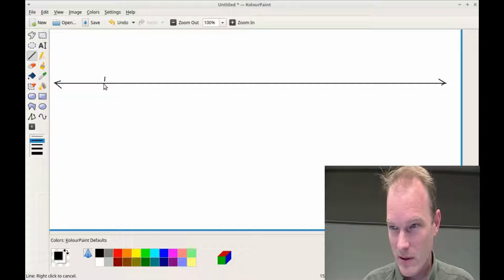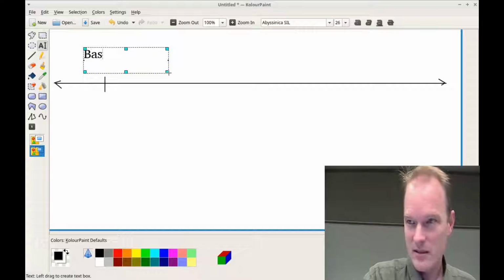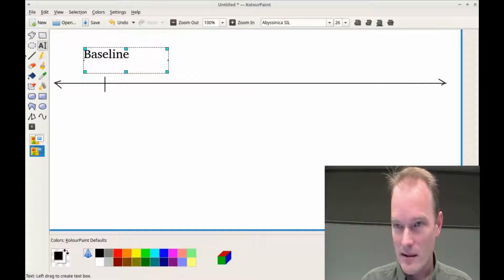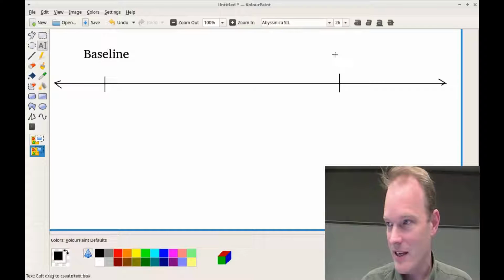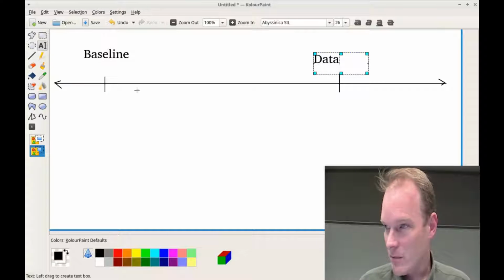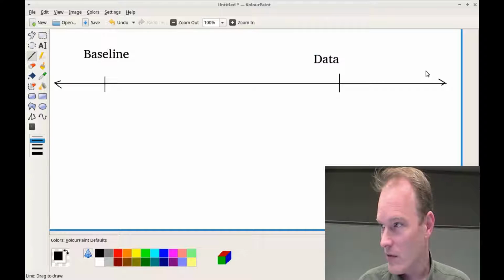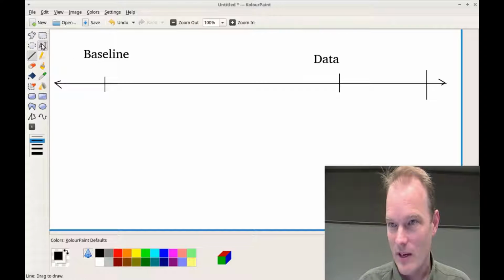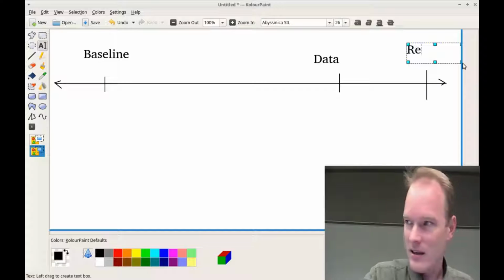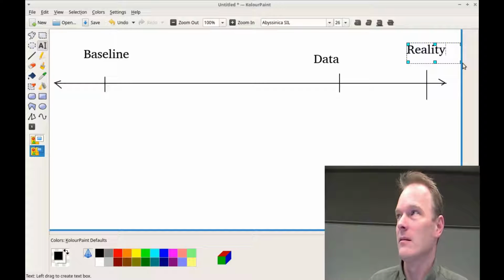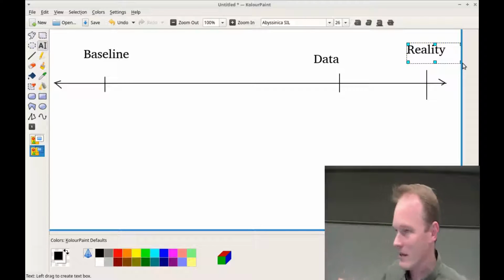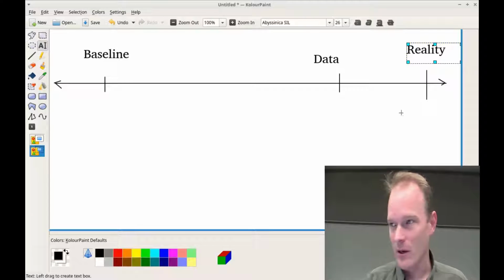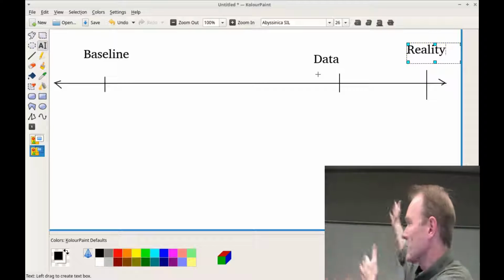And somewhere along the continuum, we've got what the baseline model predicts, right? And somewhere along the continuum, we've got everything that's justified by the data. And somewhere along the continuum, we have reality. And reality is always more complex than the data because why? We're not omniscient, right? We don't have total awareness of everything in the universe. There is stuff going on that we don't know. Therefore, our data is never a full description of reality.